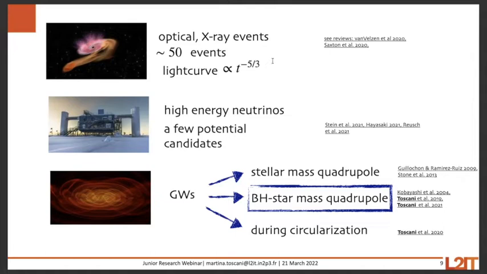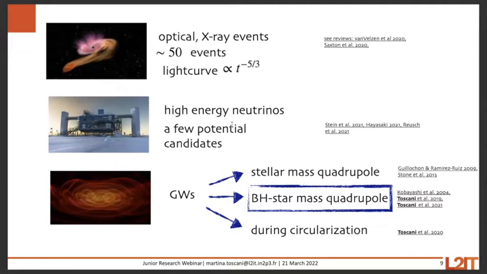We have optical tidal disruption events that are seen in optical, and X-ray TDEs, which emit mainly in soft X-rays. So far, we have seen 50 tidal disruption events, which are robust tidal disruption events. But if we consider also less robust candidates, the number of TDEs observed so far is roughly 100.